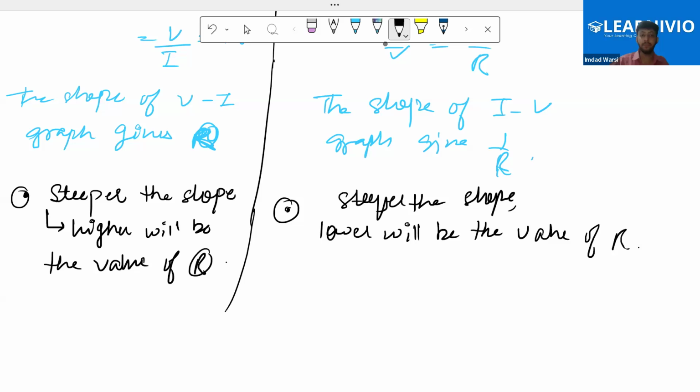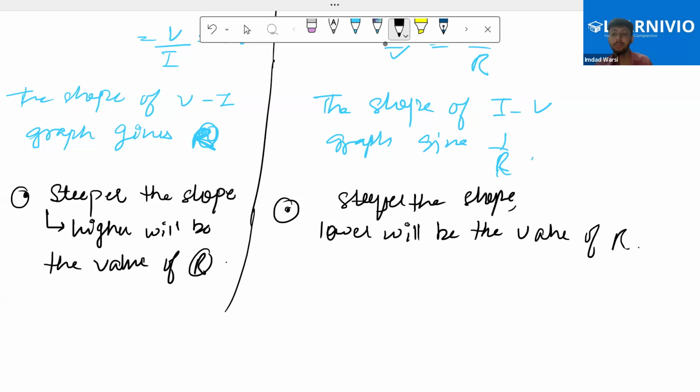Do you understand this point? Because the VI graph gives resistance, the steeper the graph, the higher the value of R, because it gives R. But in case of the IV graph, it does not give R, it gives 1 upon R. So that is why the steeper it is, the lower will be the value of R. Written?